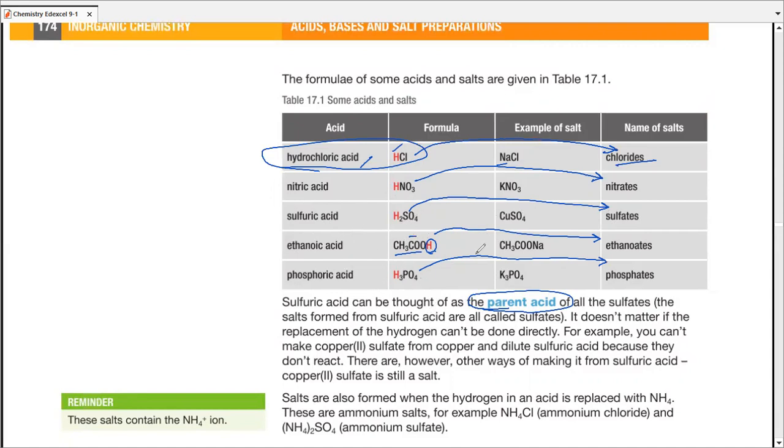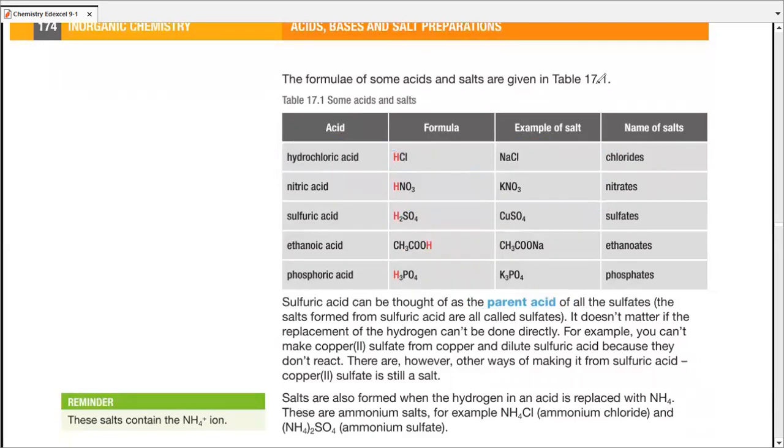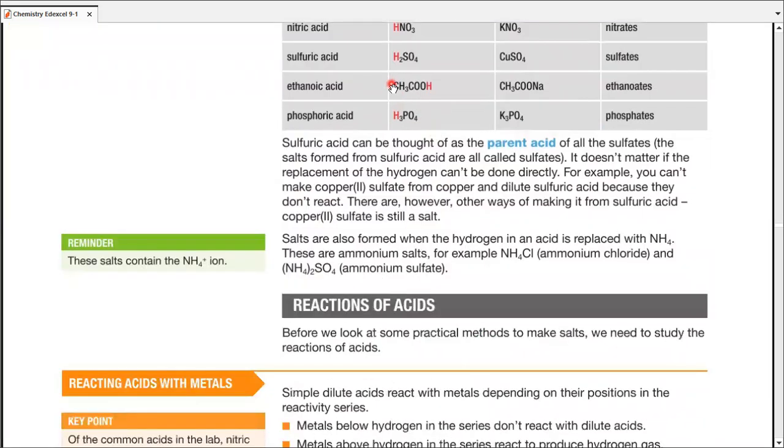A couple of things that the book is about to clear for us. Let's go through these lines. Sulfuric acid can be thought of as the parent acid of all the sulfates. The salts formed from sulfuric acid are called sulfates. It doesn't matter whether replacement of hydrogen can be done directly or not. For example, you can't make copper sulfate from copper and dilute sulfuric acid because they do not react. However, there are other methods of making the same salt, so you need not worry. But copper sulfate does exist as a salt.